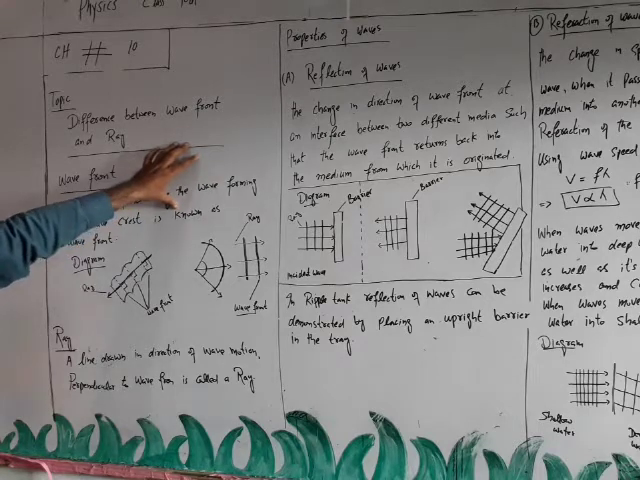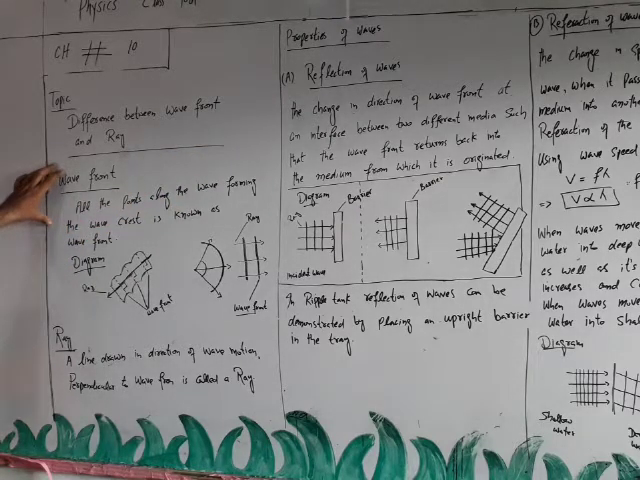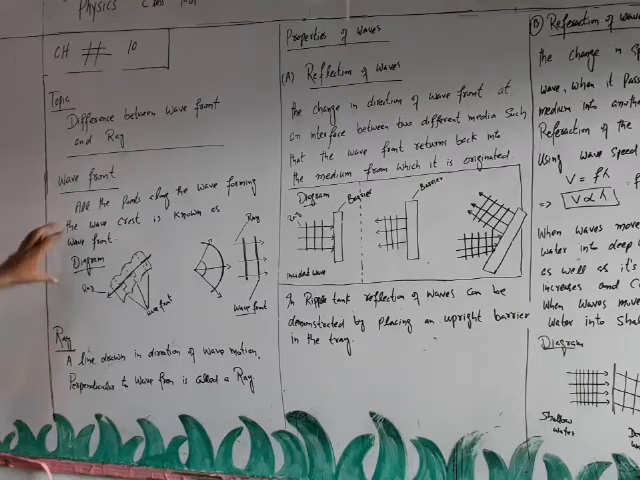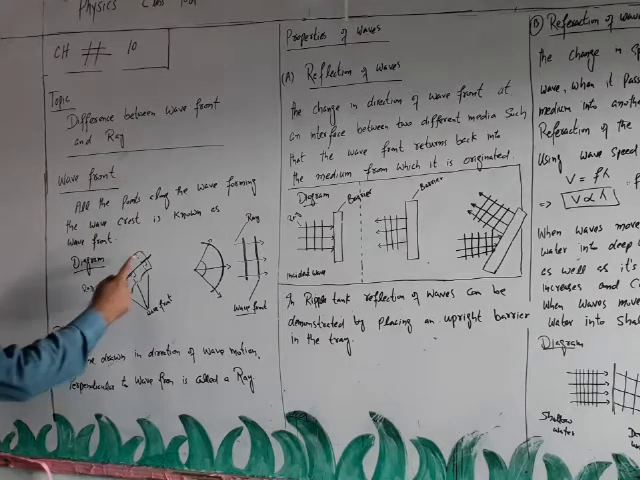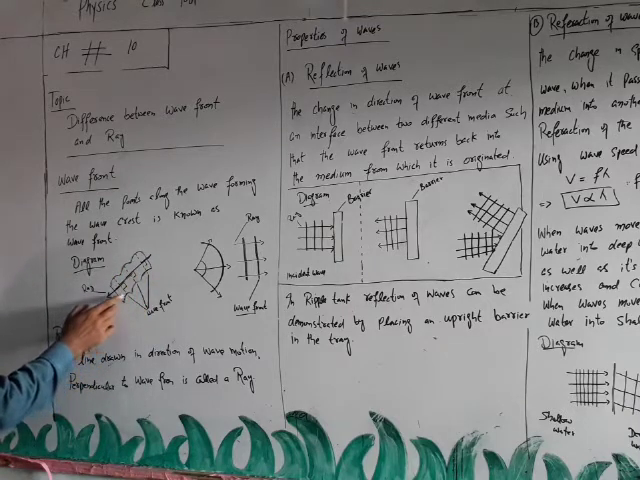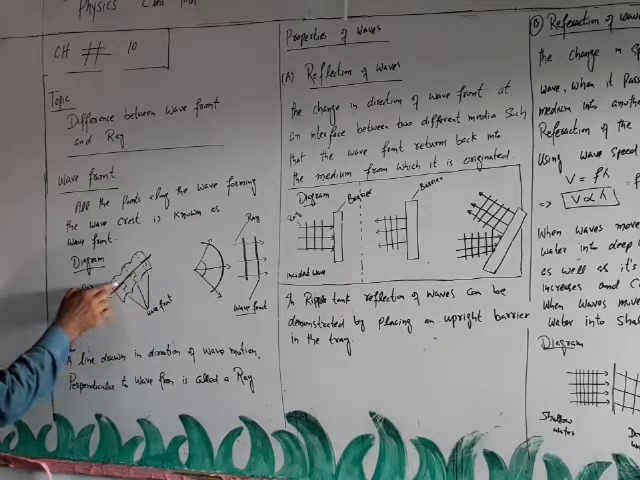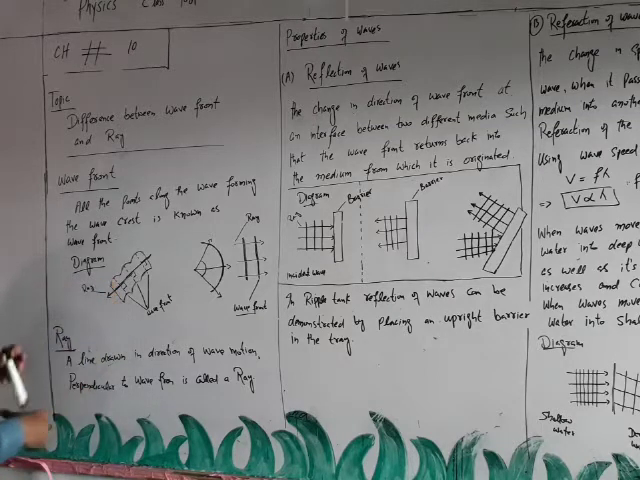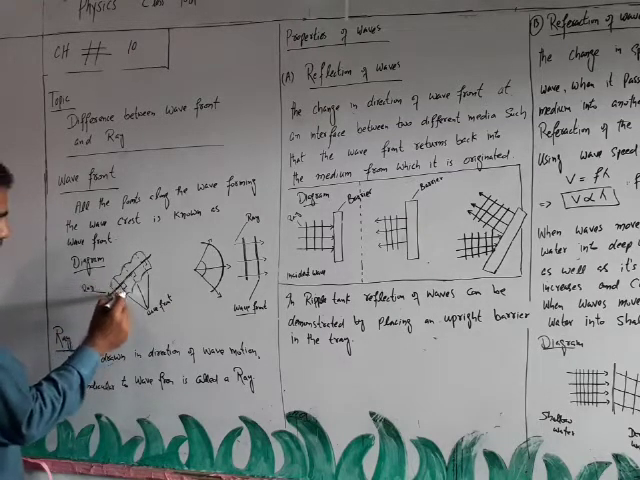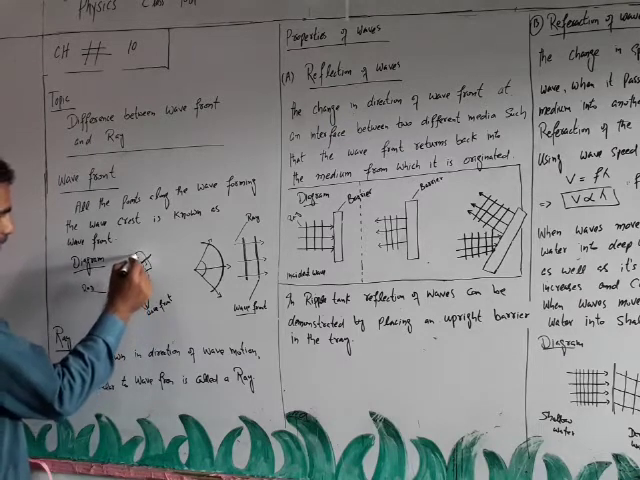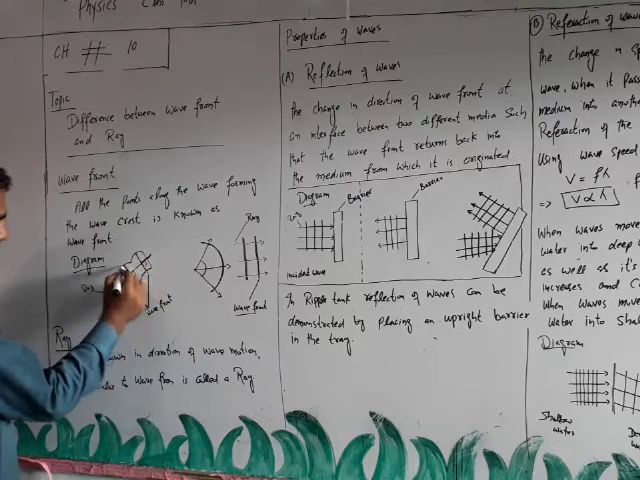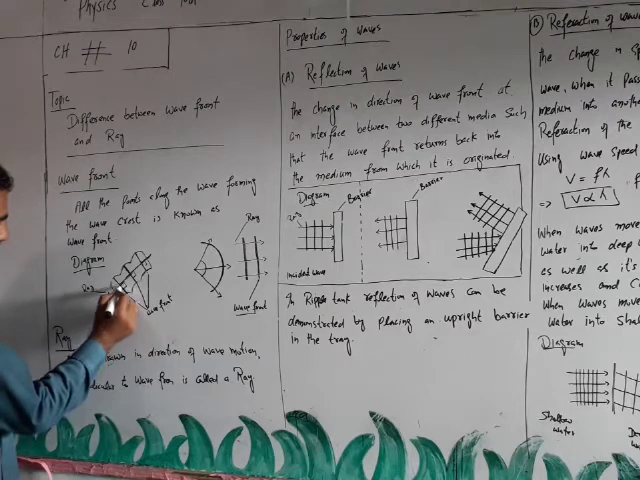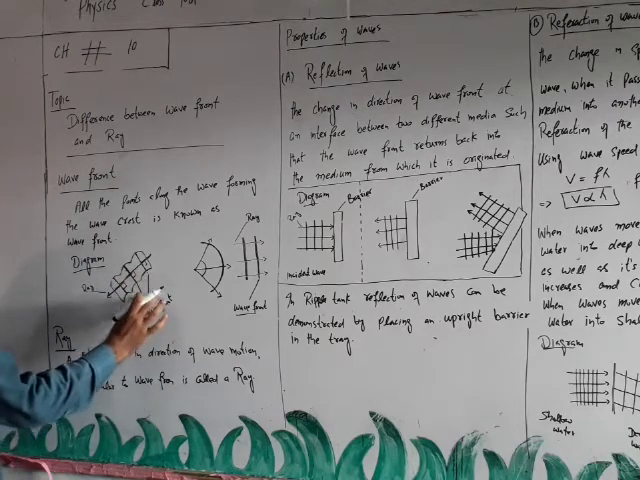But first we will define the wavefront and ray. What is the difference between a wavefront and a ray? All the points along the wave forming the wave crest are known as the wavefront. So consider this is a wave, and these points represent the crest of the wave. If I draw lines that join all the crests on the wave, these lines are known as the wavefronts.